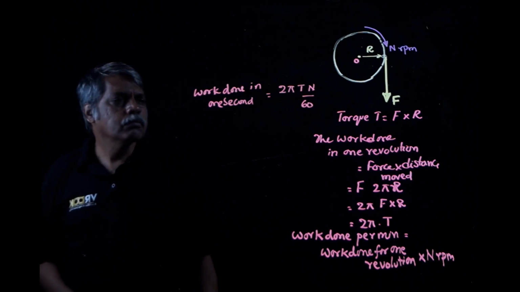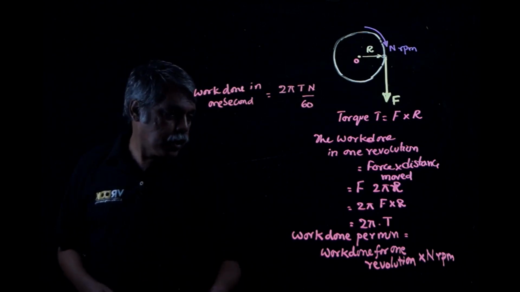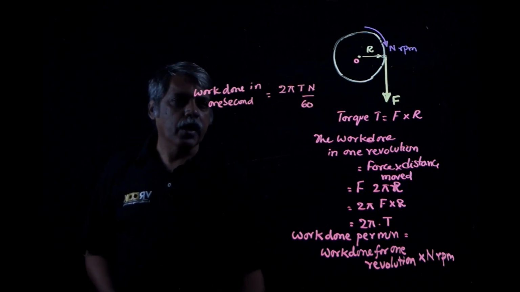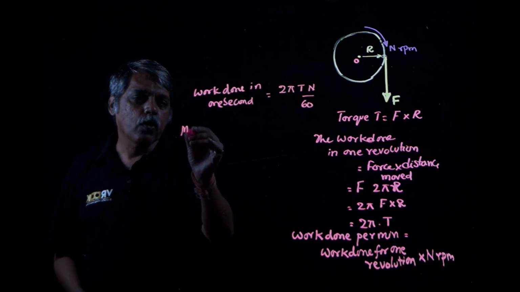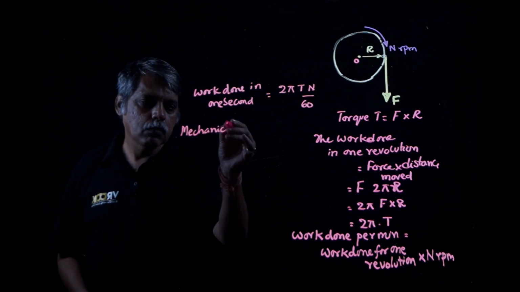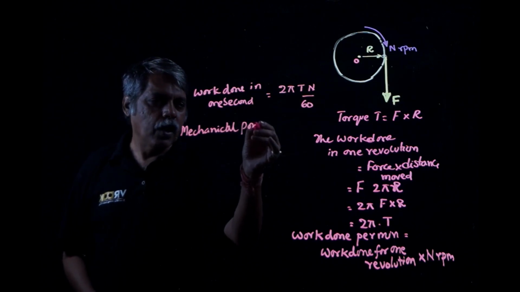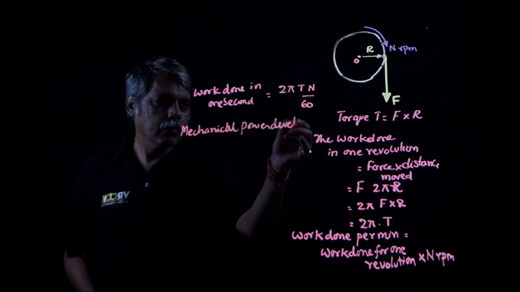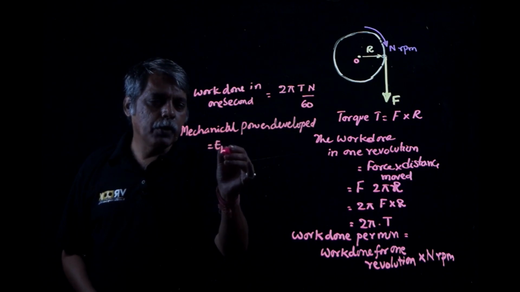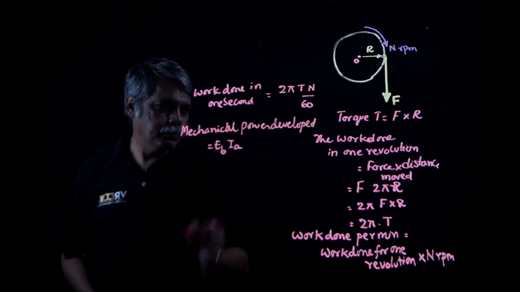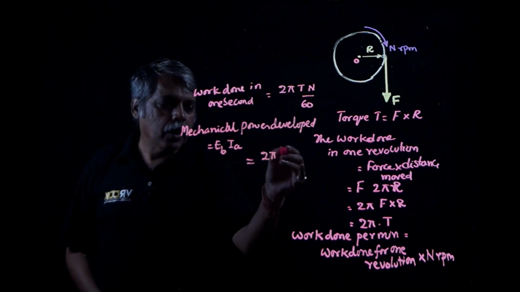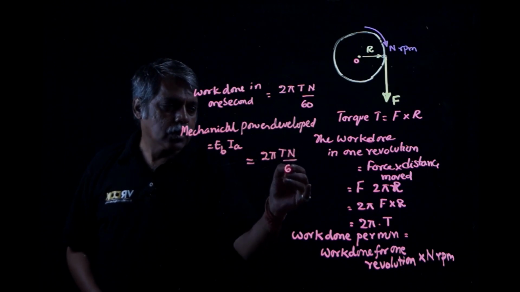So when the armature is rotating, the work done is nothing but the mechanical power developed. Therefore, we have the mechanical power developed, which is equal to EB multiplied by IA. This is equal to 2 pi T n upon 60.